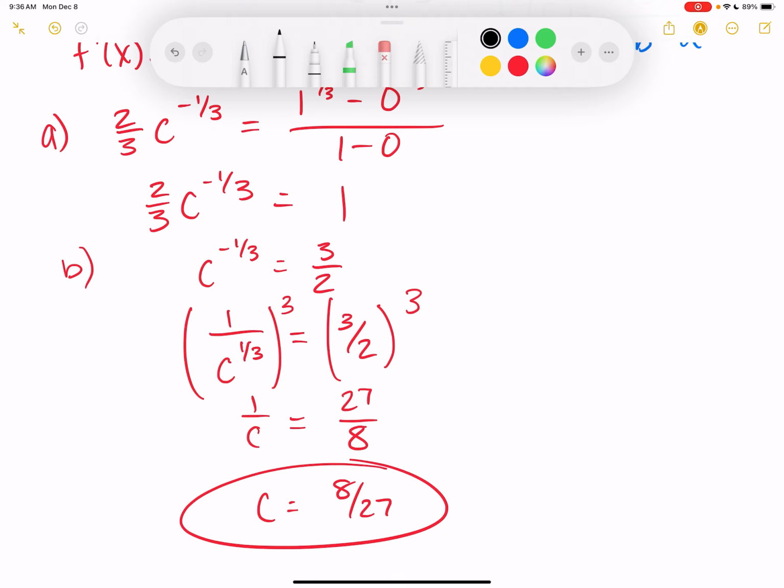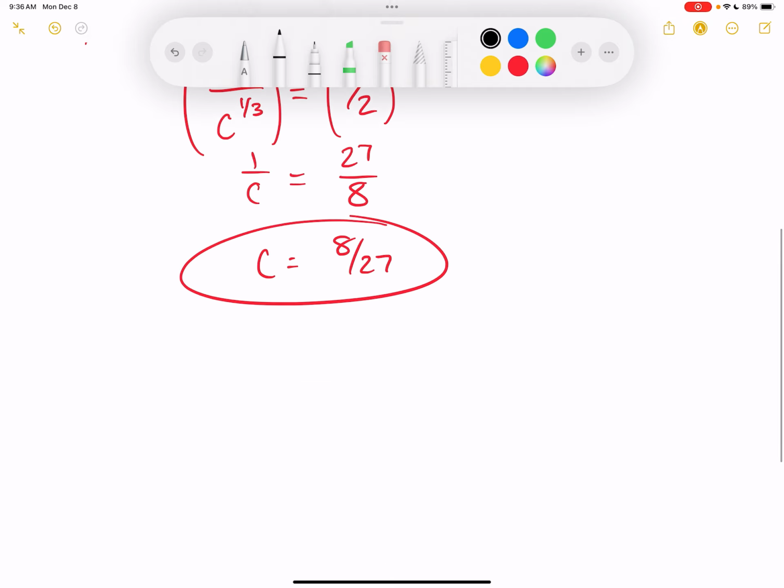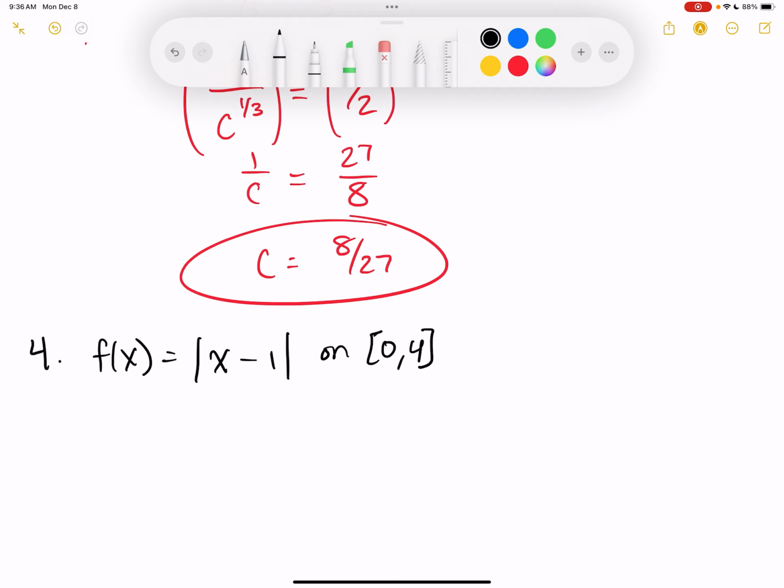Okay. So anyways, relatively easy, just plugging in this stuff. So 4. f of x equals the absolute value of x minus 1 on 0 to 4.